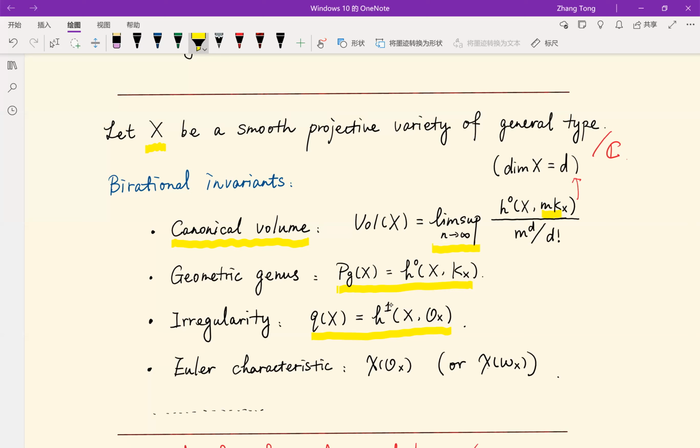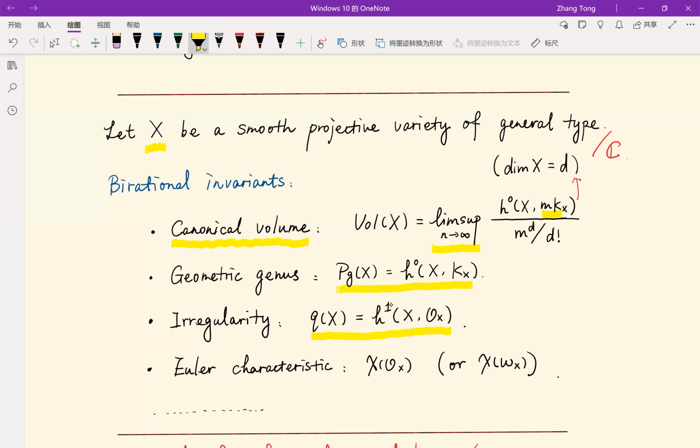And since we consider varieties defined over complex numbers, if it's smooth and projective, we can use the Hodge symmetry to get that this qX is just the global sections of the holomorphic one forms.